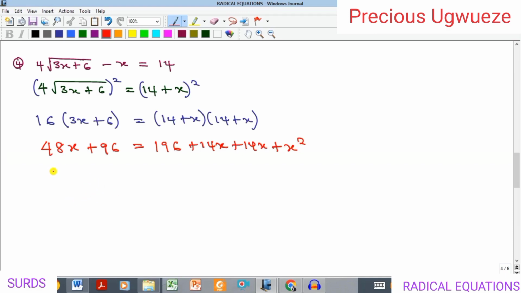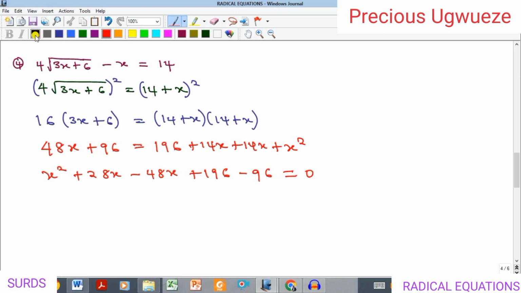So you are going to collect everything to one side. And so if we take this 48x to this side and the 96 to this side, everything is going to be x squared. This is 14x plus 14x is 28x. And so you have plus 28x. And then this one is coming over to this side, so it will be minus 48x. And then you will have plus 196. And this one is coming over, and that will give you minus 96. Everything is equal to 0.